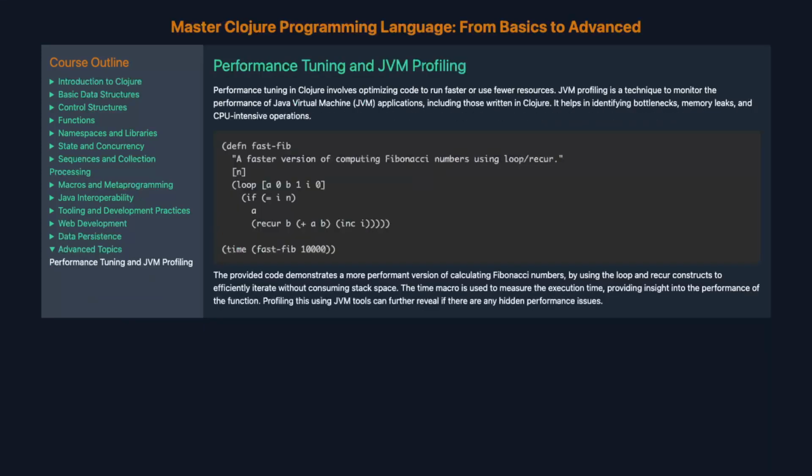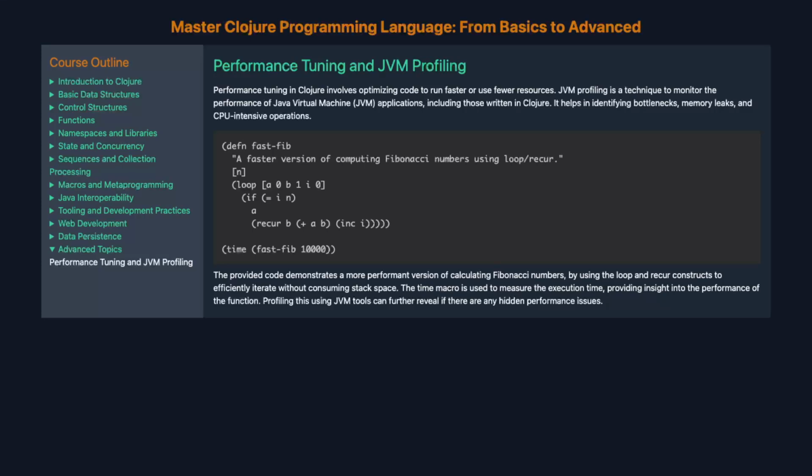Performance tuning and JVM profiling. Performance tuning in Clojure involves optimizing code to run faster or use fewer resources. JVM profiling is a technique to monitor the performance of Java Virtual Machine (JVM) applications, including those written in Clojure. It helps in identifying bottlenecks, memory leaks, and CPU-intensive operations.